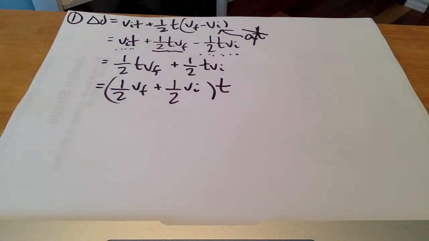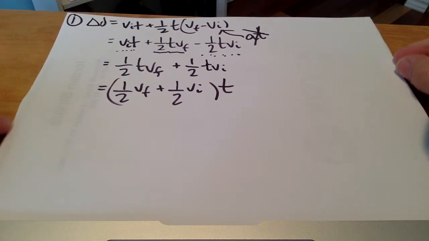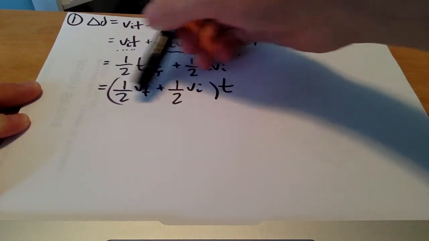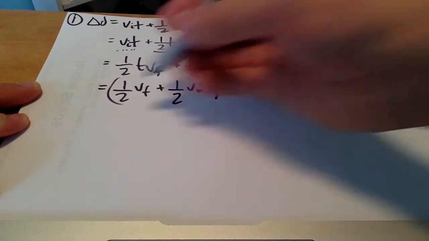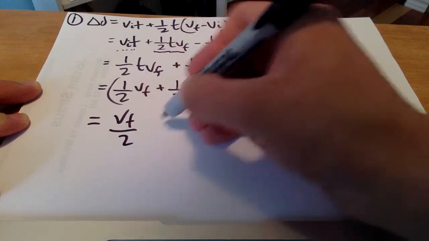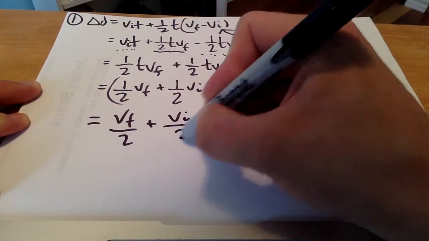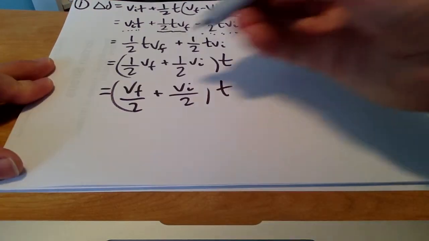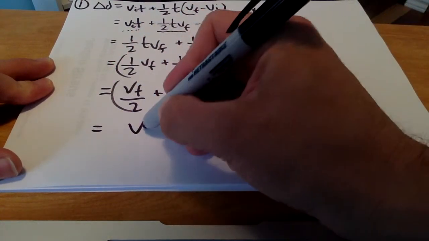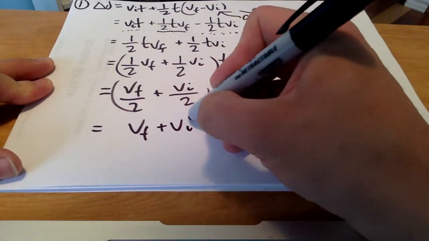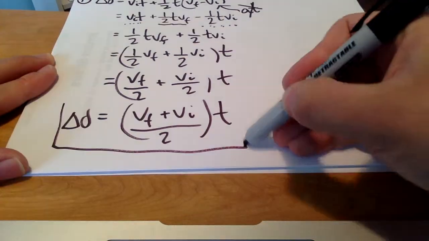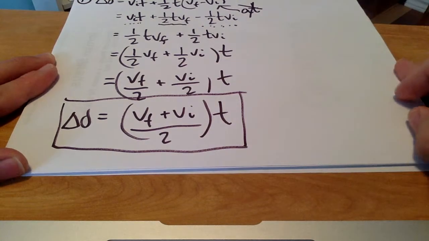Now there's a property of fractions in math that says if I have two fractions with the same denominator, I can add the two together, keeping the denominators the same. So what I have here is VF over 2 plus VI over 2 times T. Okay, because I have the same denominator, I can add these two fractions. So I end up with VF plus VI over 2. And I still have my t that I've common factored. This is what they call equation number 1.